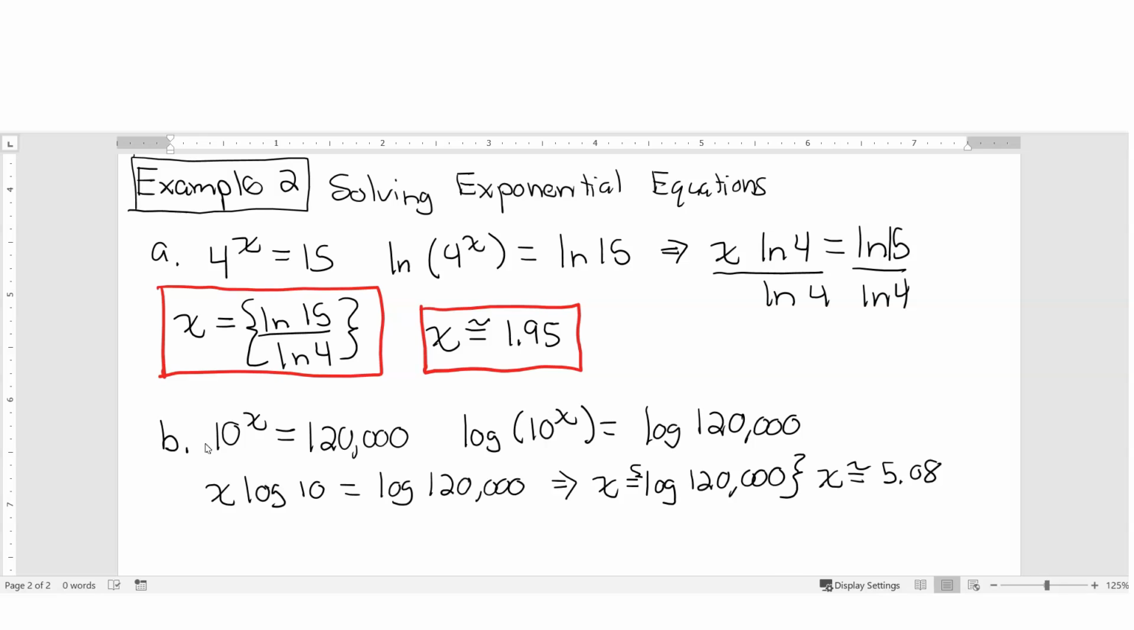So log of 120,000 is your exact solution. 5.08 is your decimal approximation.